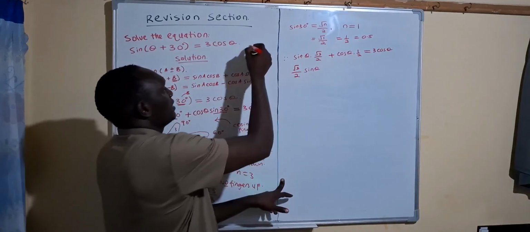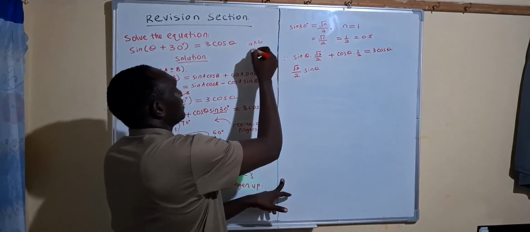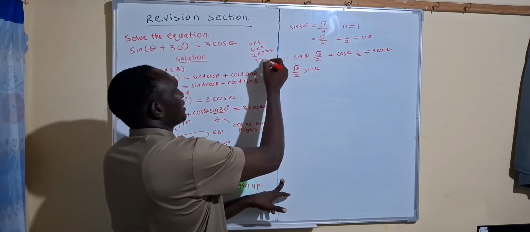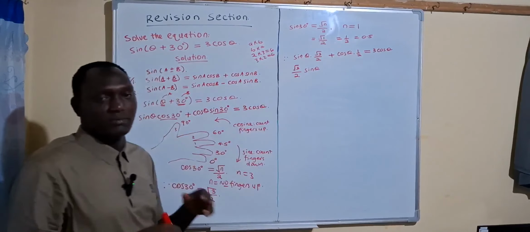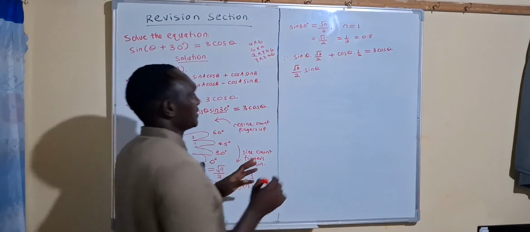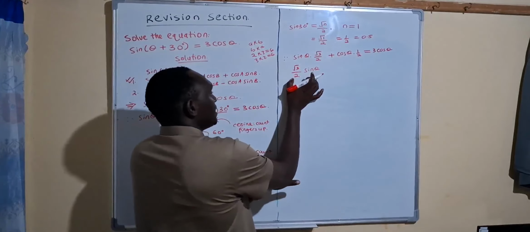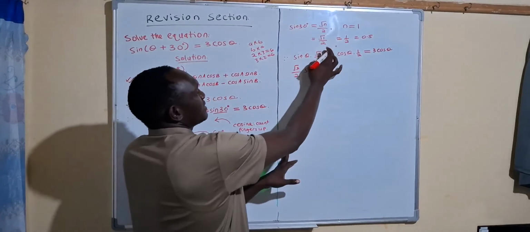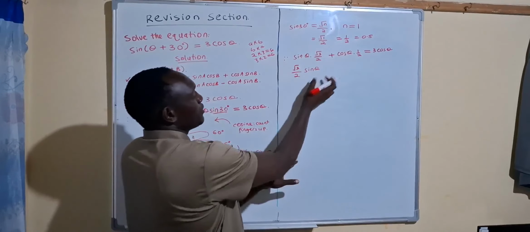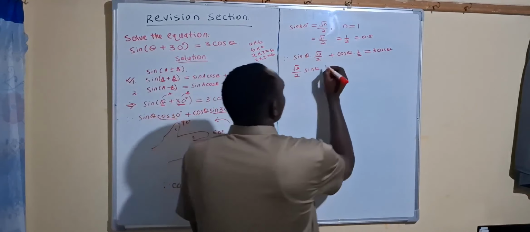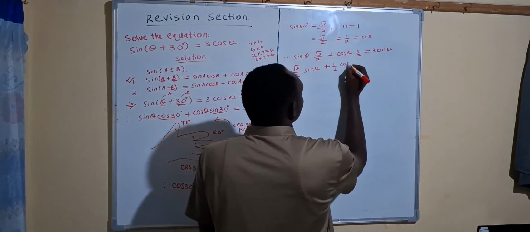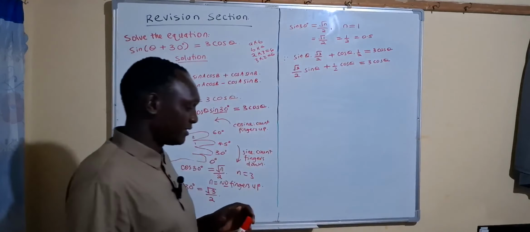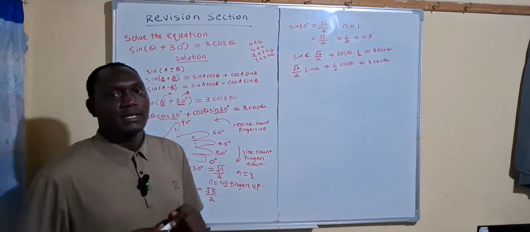Why? Because a times b is the same as b times a. For example, 2 times 3 is 6. If you start with 3 times 2, it's still 6. So in multiplication, order does not really matter. So this order here does not subject us to making errors, saying that this root 3 over 2 is part of the angle. So you carry it to be before sine theta. Plus the same here, plus half cos theta. This gives us 3 cos theta. This one now looks like a simple linear equation.